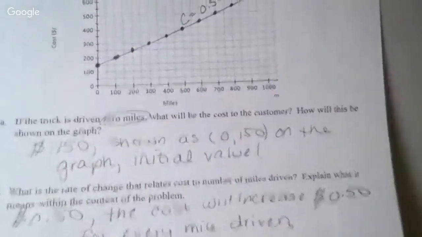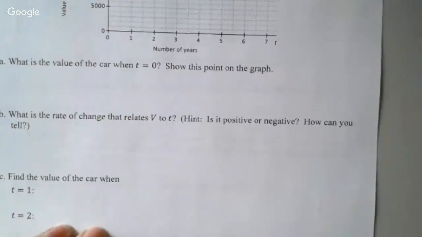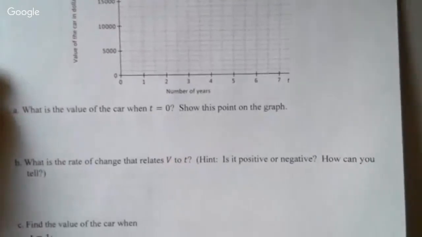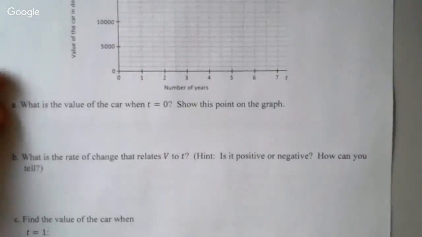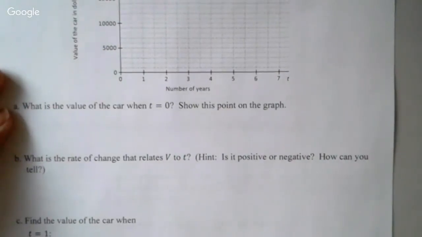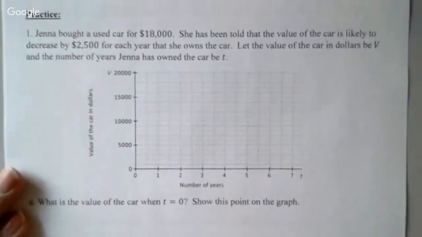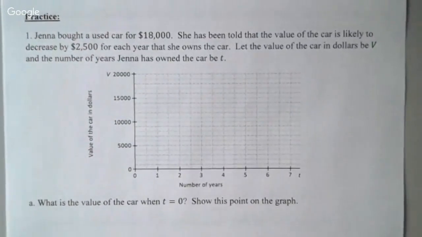Okay, so now that you've had that example, you're going to do some practice. There's 2 practice questions. I want you to pause the video right now, try practice 1, then resume the video to watch the explanation of the answer. Okay, in the first practice question, Jenna bought a used car for $18,000.